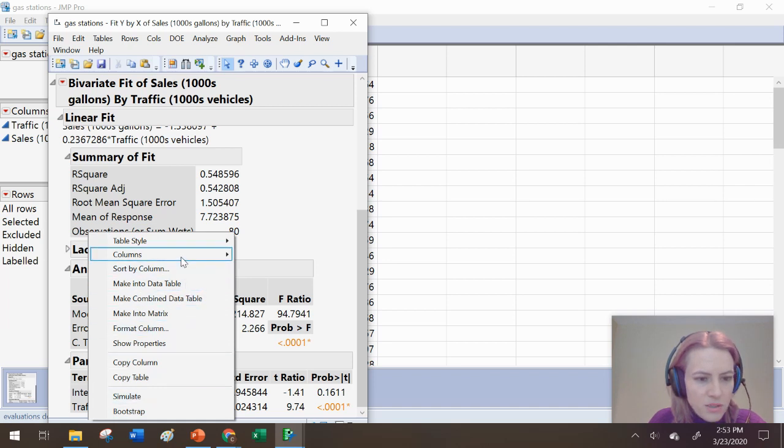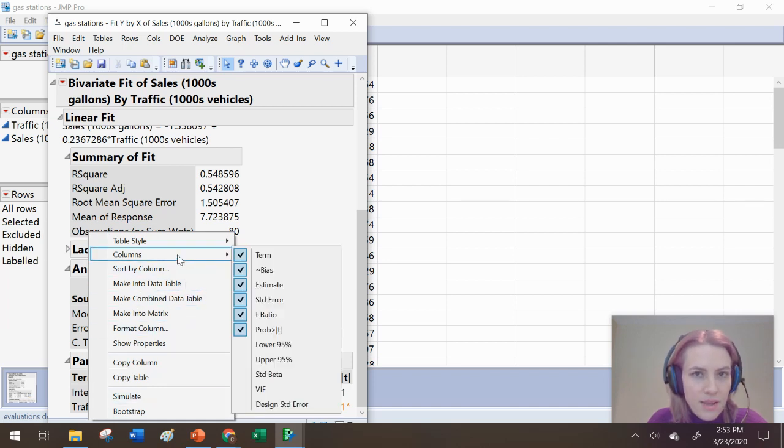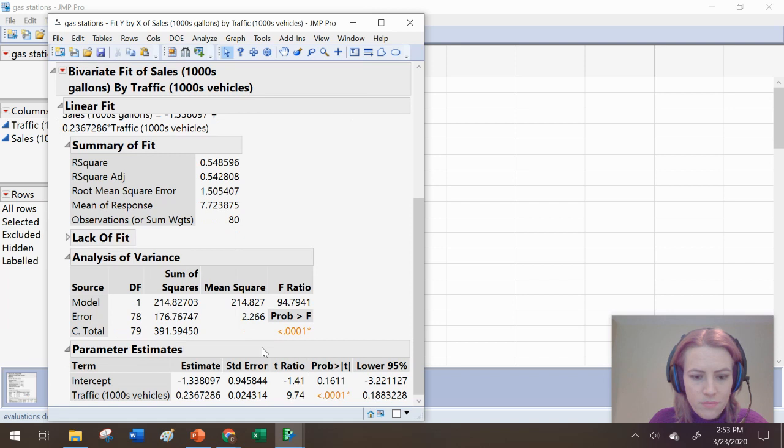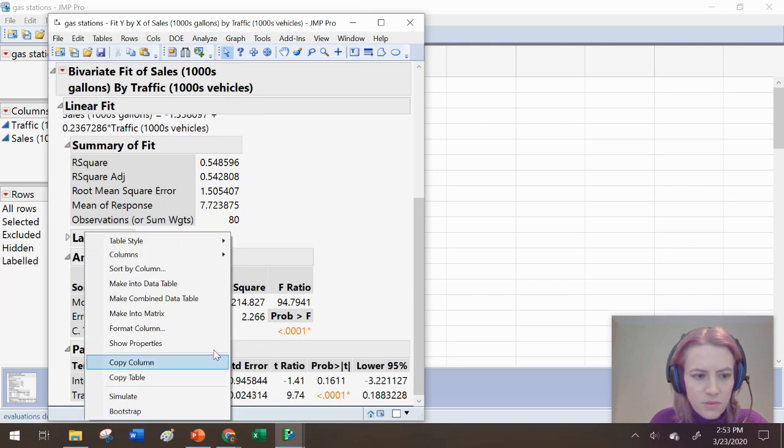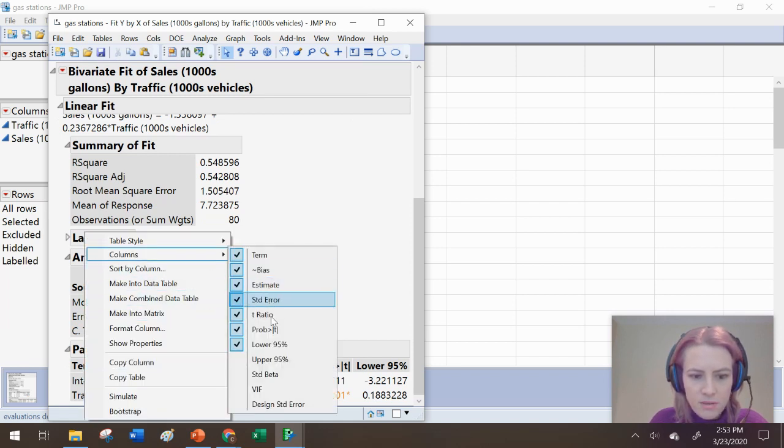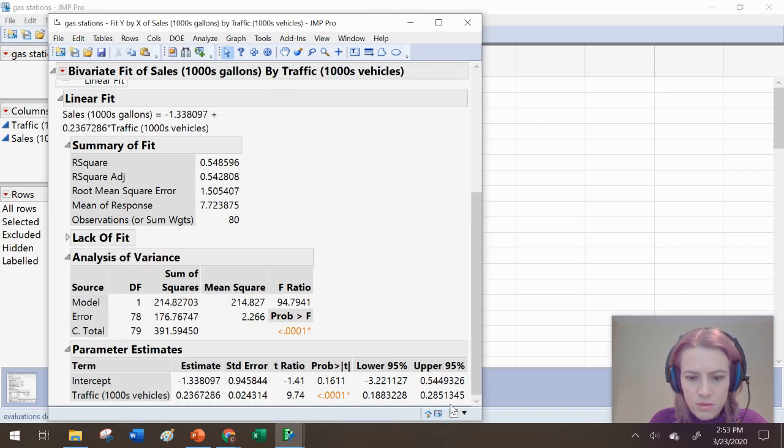And get some options. Go to columns, and we're going to add in the columns for lower and upper 95%. You have to do them one at a time. So right click again, columns. Okay. So this is giving us 95% confidence intervals for the intercept, so that's beta naught, and also the slope.